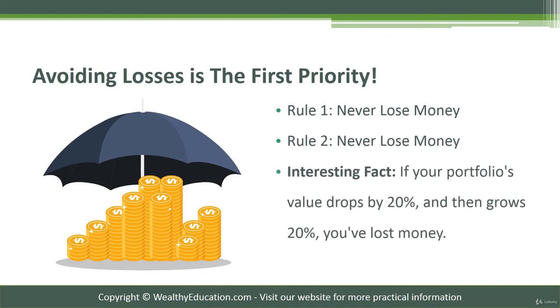Here's an interesting fact. It's simple math. If your portfolio's value drops by 20% and then grows by 20%, you've lost money. More to the point, in that situation, you need larger returns to meet your goals over time. That might lead you to take larger risks than you should, which could lead to more losses. As a value investor, you can minimize the risk of big losses by investing at a discount to a company's intrinsic value. And that's why you need to use the margin of safety as a part of your valuation process.